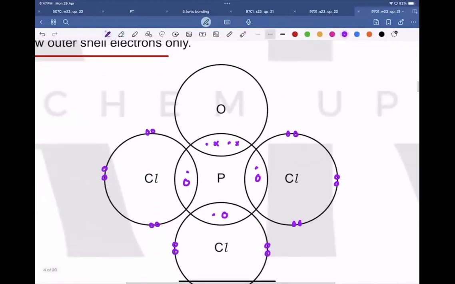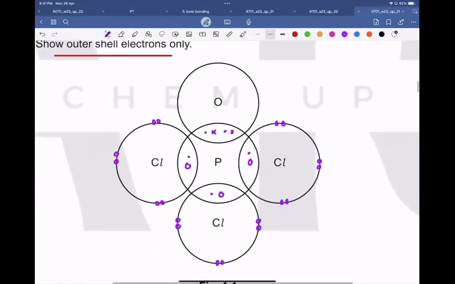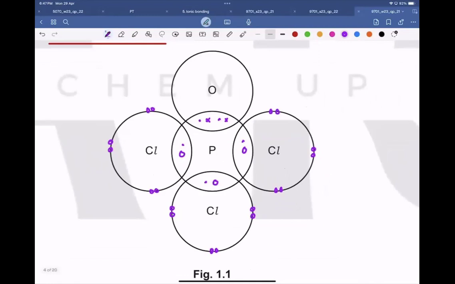And over here, oxygen forms 2 bonds, and oxygen has 6 electrons in its valence shell. So out of 6, 2 electrons are shared. So 4 are left. So we are going to show 2 pairs of electrons over here like this. Is this clear?